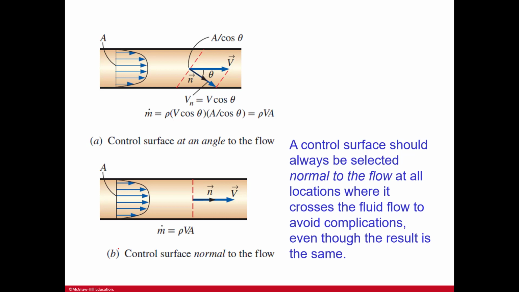A control surface should always be selected normal to the flow at all locations where it crosses the fluid flow to avoid complications, even though the result is the same. So this is just saying how to set it up. So it's normal to the flow. That's important. So if you have a flow going this way, your pipe should be like this, which is how we draw them, right? That's how we draw our things. Don't draw your flows like this. Even though the result's the same, it just makes it messy, and it's important to be consistent.